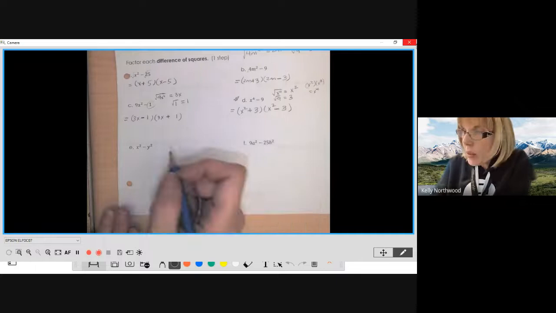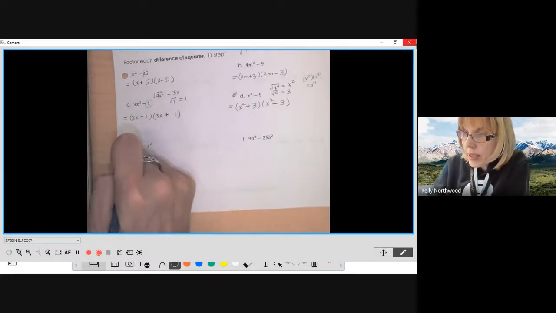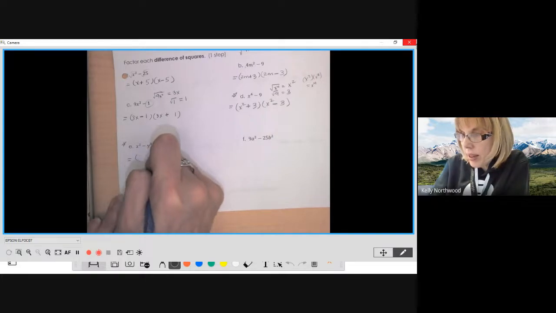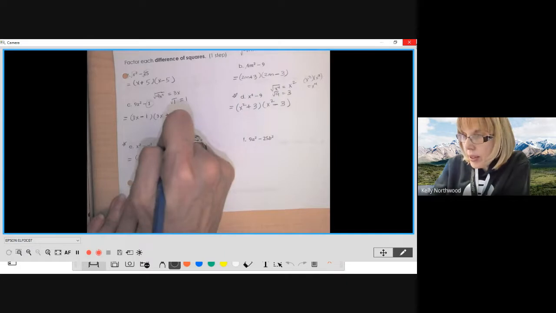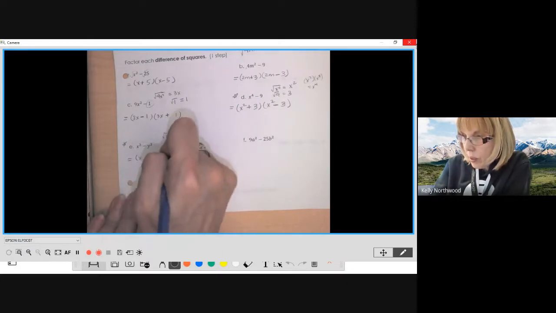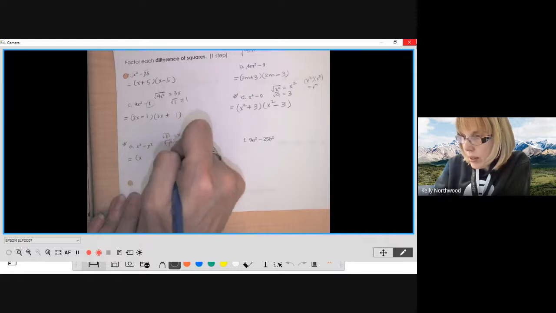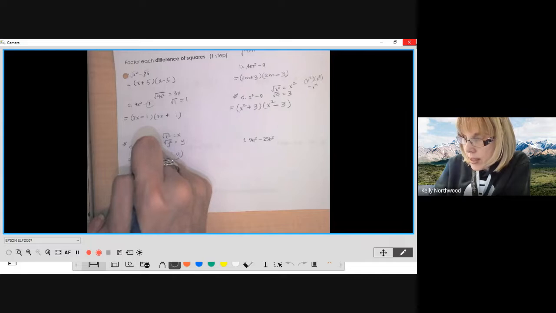X squared minus y squared. Again, this is an important one. A lot of people don't see it as a difference of squares, I think, because there's a y there instead of a number. But the square root of x squared is x, and the square root of y squared is y. And then you just need opposite signs.